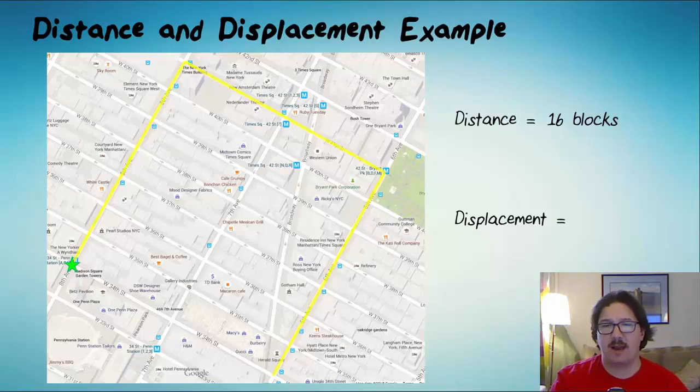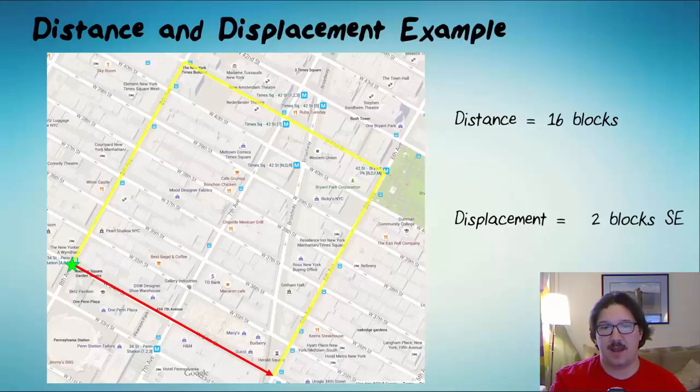But for your displacement, remember, we care about how far you are from where you started, directly in a straight line, and of course the direction, because it's a vector. So at Herald Square, you are 2 blocks away from Penn Station, and this red arrow represents that. So your displacement would be 2 blocks, and of course you are, looking at the map, southeast of where you started. Your displacement would be 2 blocks southeast.